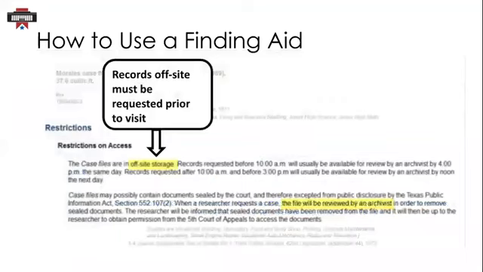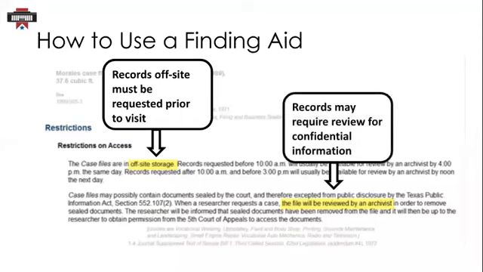So for example, with this finding aid, if I look at the restrictions section, I'll see that these case files are in offsite storage. And so that tells me that those records will need to be requested in advance because they need to be ordered and then delivered from an offsite storage facility. I can also see that these files need to be reviewed by an archivist first, so the archivist can remove any sealed documents or review for confidential information.